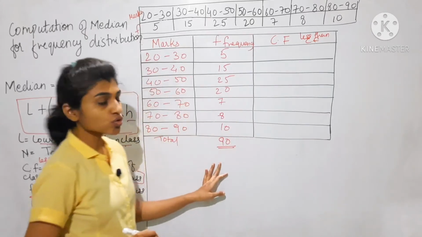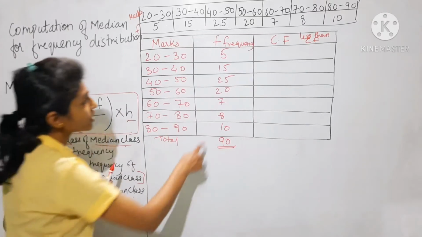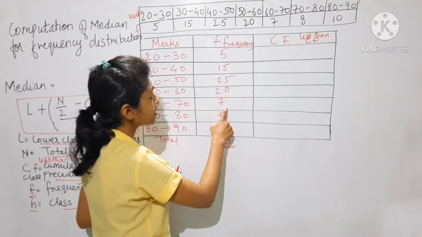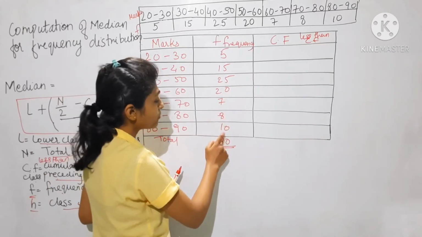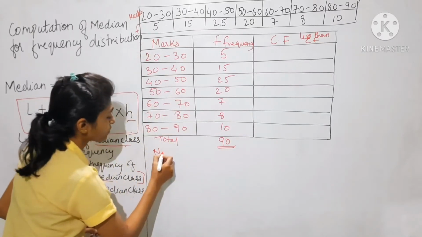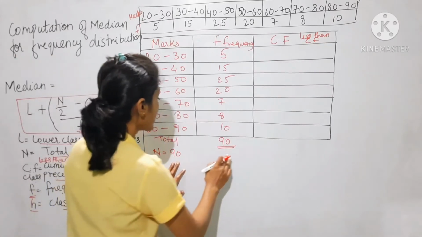Okay, so n is what? Total frequency. So the total of this column, that is 5 plus 15 plus 25 plus 20 plus 7 plus 8 plus 10, you get 90. Okay, so once we have got it, note down n is 90.